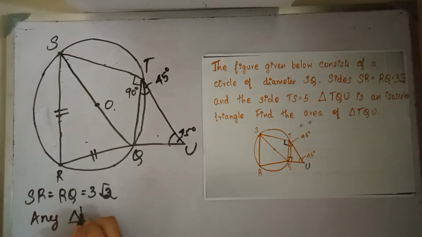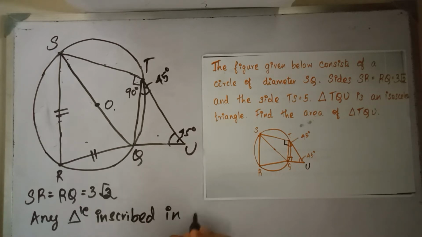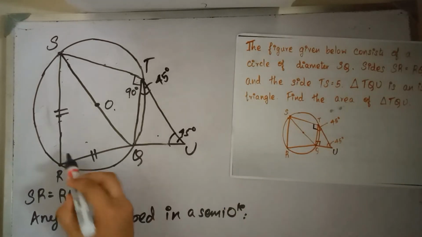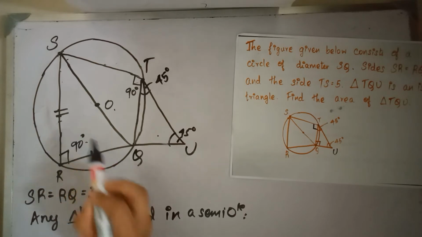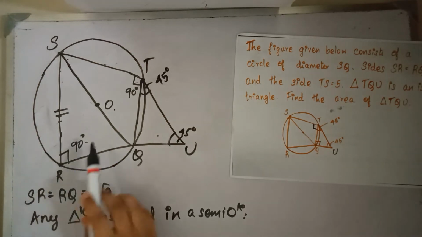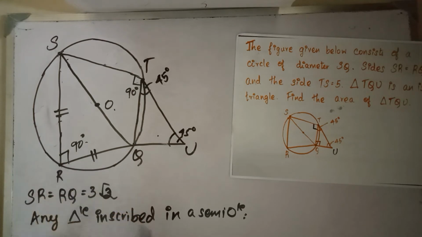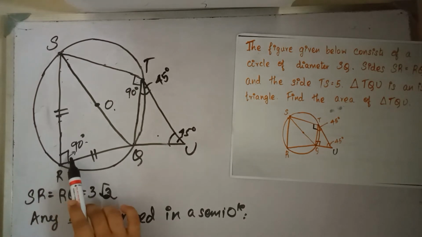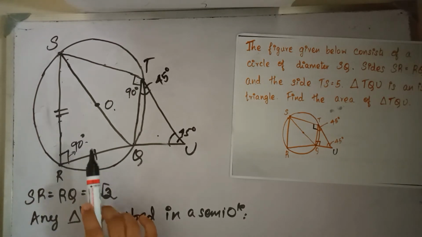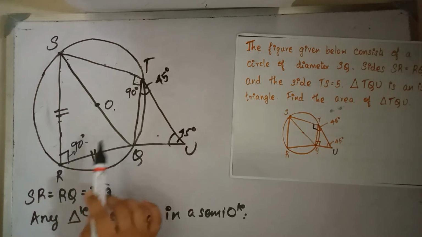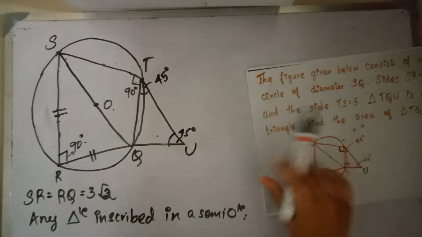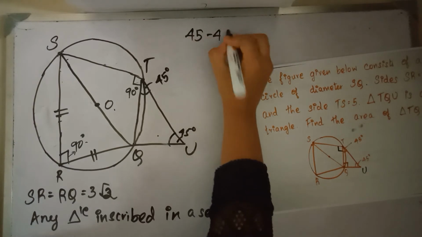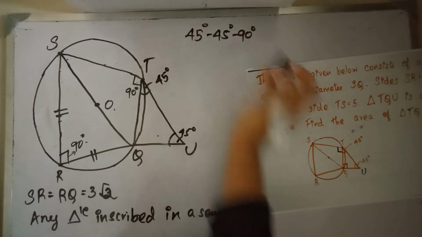Any triangle inscribed in a semicircle has an angle of 90 degrees if it's touching the circumference. Is this triangle touching the circumference? Yes. So this angle is 90 degrees. So we have found that out. Now if this is 90 degrees and both of its sides are equal, then we know another fact, and that is this is an isosceles triangle and it's a 45 90 degree triangle.